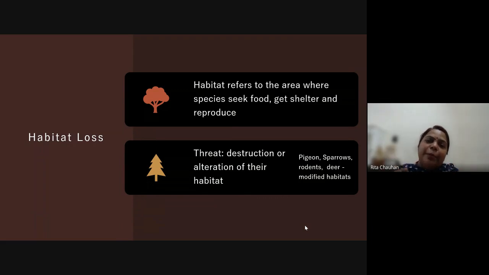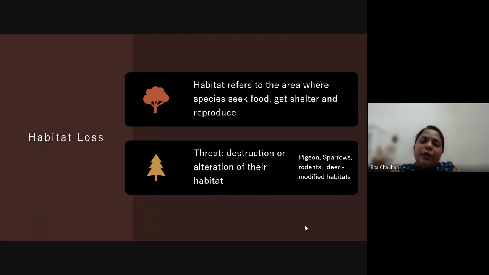So if that habitat is lost, if we cut down that tree, if we cut down that forest, then there is no place to live for those animals. So slowly, their population will decline. And when they decline, then again their biodiversity will be lost, and the species diversity will be very low. Most of this is because of alteration of their habitat.